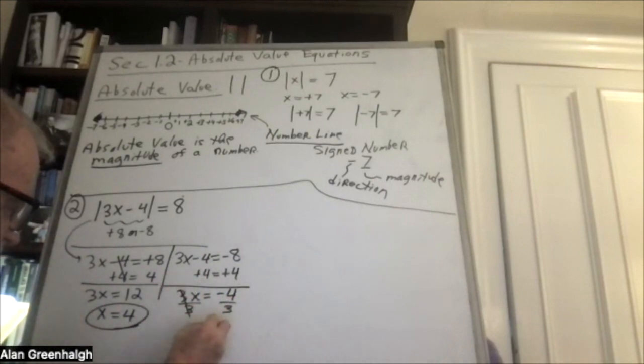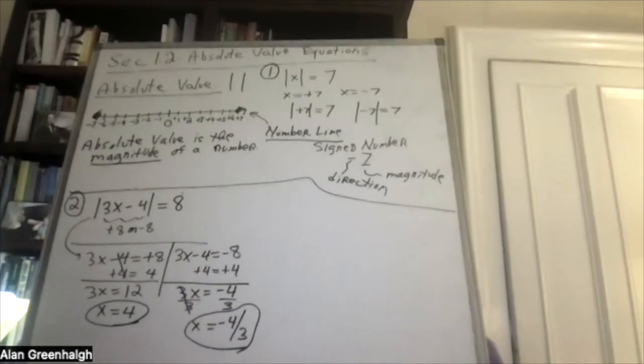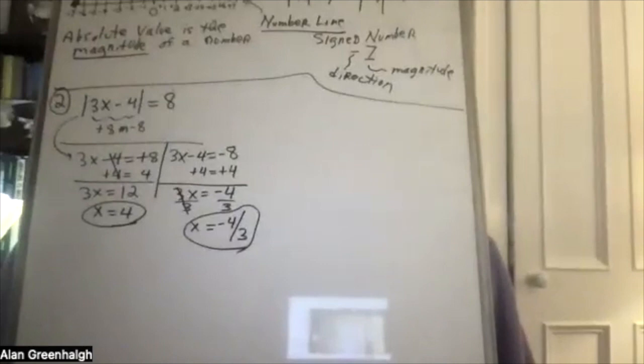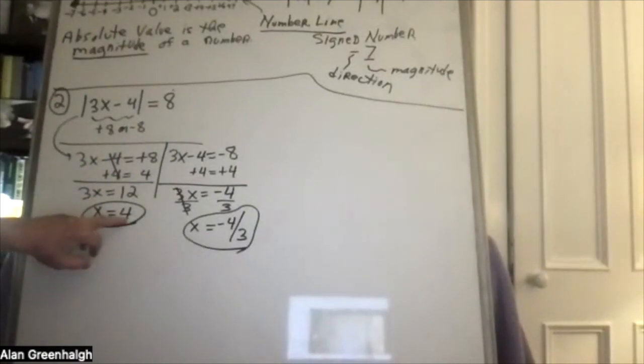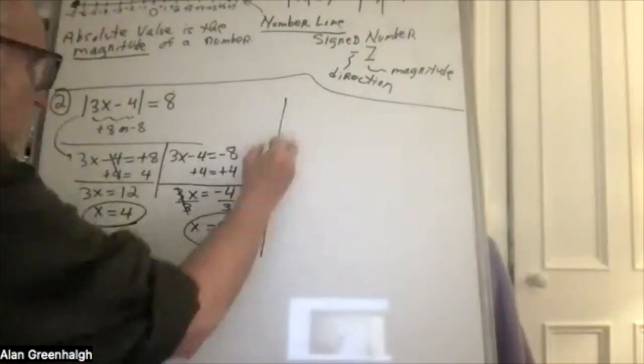And x is equal to -4/3. And those are the two answers to this question. When we take this number and substitute it back into the original equation, we will wind up with either a positive or a -8. Well, probably the positive version, because here was the negative. Let's just take a look at that for a moment.